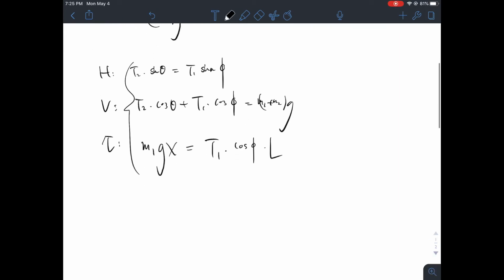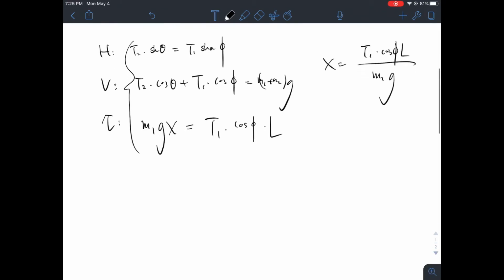Then we can try to solve our system of equations. For that, actually we are just solving for x because we want to know the distance. So we know x is equal to T1 times cosine phi times L divided by m1g. But we don't know T1. The other things we already know. So all we need to do is solve for T1. So let's look at the horizontal and vertical equations to solve for T1.